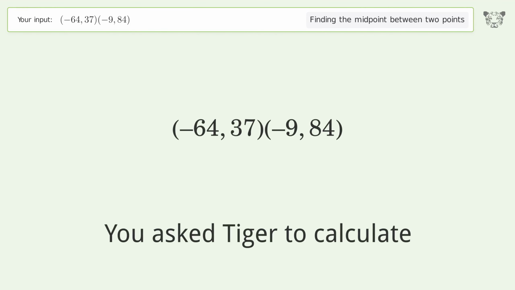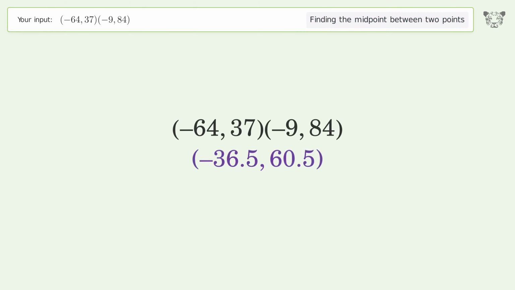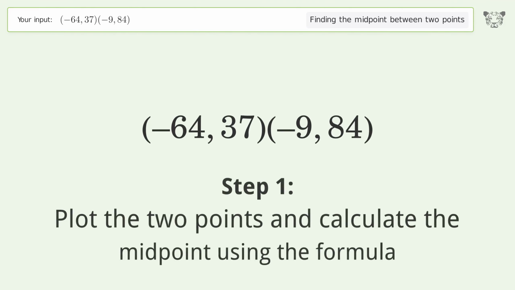You ask Tiger to calculate. This deals with finding the midpoint between 2 points. The midpoint between the 2 points is negative 36.5, 60.5. Let's solve it step by step. Plot the 2 points and calculate the midpoint using the formula.